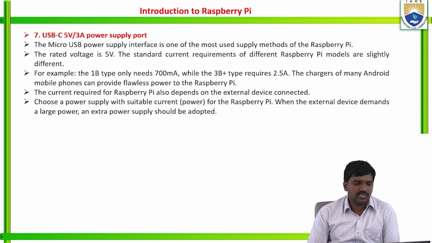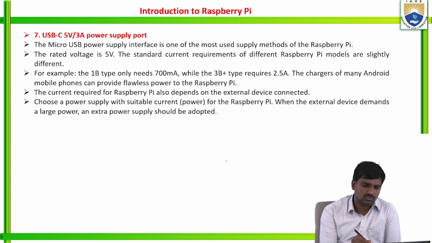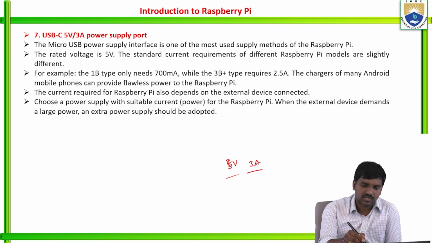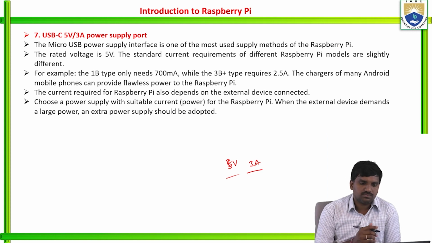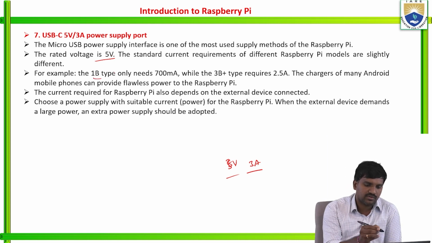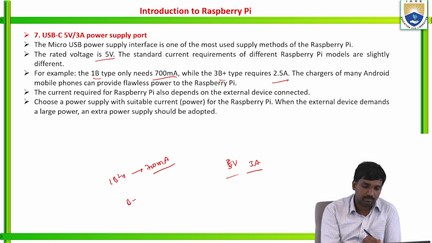Next, the USB-C 5 volts, 3 amperes power supply port, which supplies voltage up to 5 volts and current up to 3 amperes. The micro USB power supply interface is one of the most used supply methods of the Raspberry Pi. The rated voltage is 5 volts. The standard current requirements of different Raspberry Pi models are slightly different. For example, the A type needs only 700 milliamps of current. The B type requires 2 amperes. For B plus type boards, it needs 2.5 amperes.